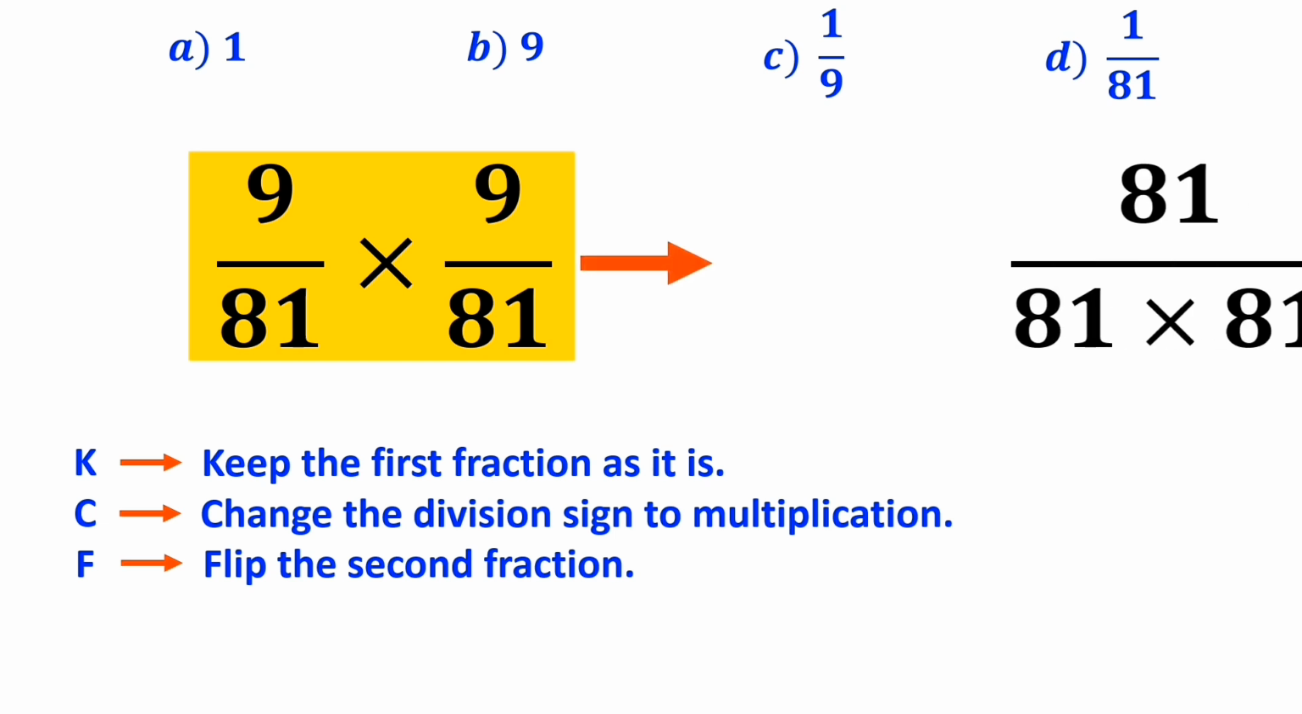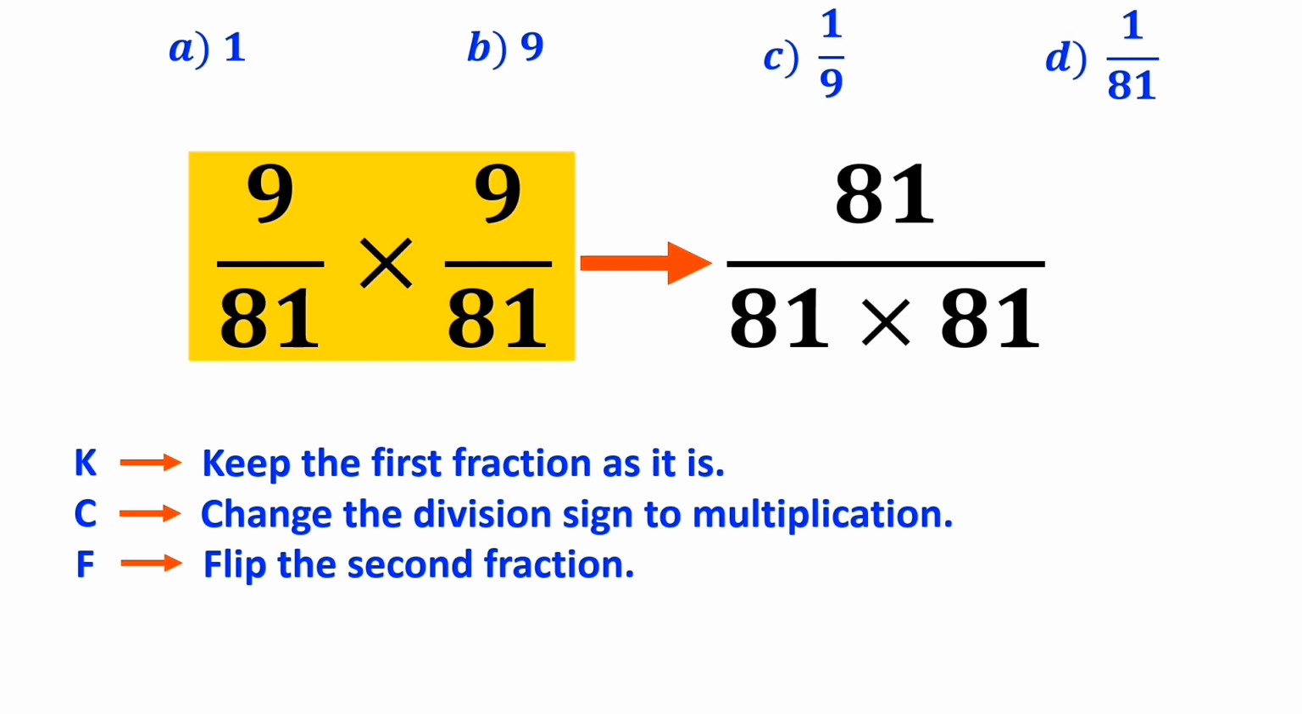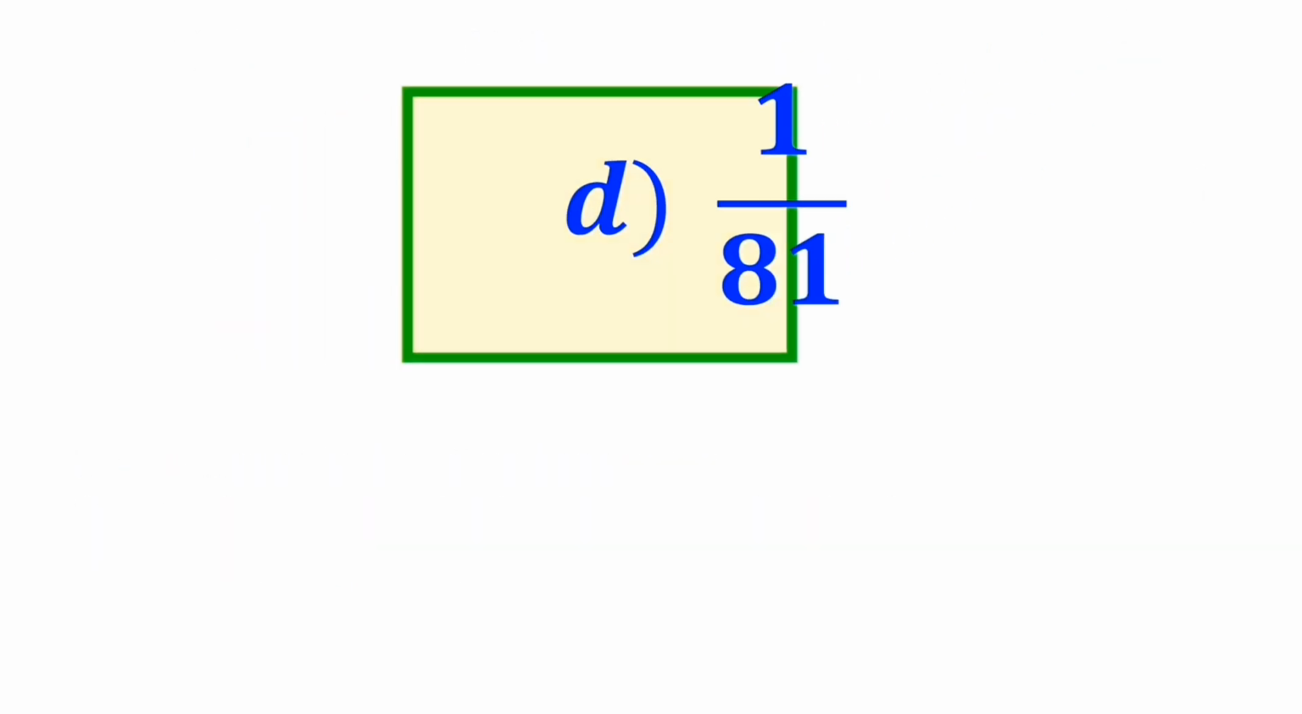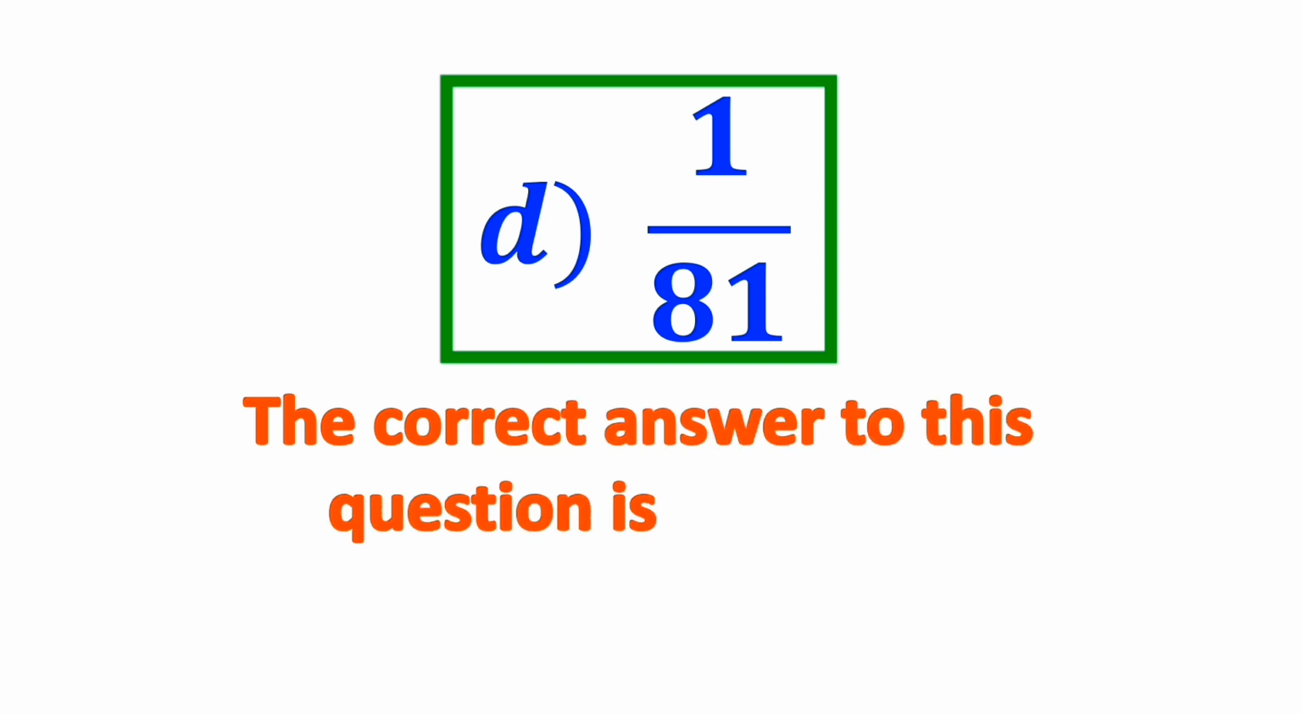Now let's simplify this fraction. The numerator 81 cancels out with one of the 81s in the denominator. And in the end, the full expression becomes 1 over 81. So, the correct answer to this question is option D.